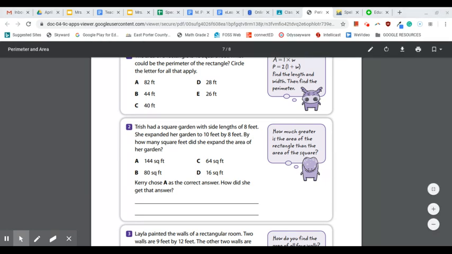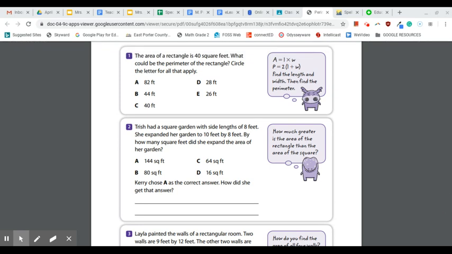All right. So let's start by finding the area of her garden at first. An 8 by 8 garden, if you multiply 8 times 8, you should get 64. And then her new garden was 8 by 10. I'm going to get 80. Okay, to see how much bigger she expanded, let's go ahead and subtract 80 minus 64. And I'm going to let you do that on your own so I don't give you all the answers.